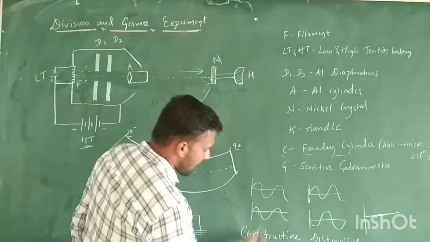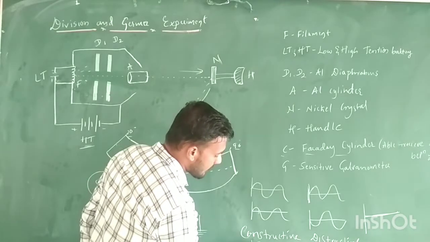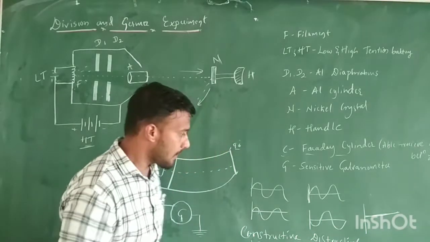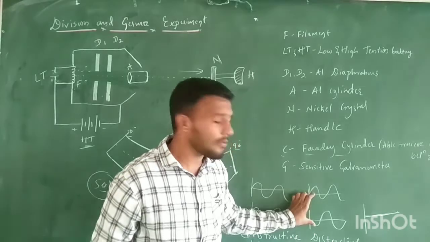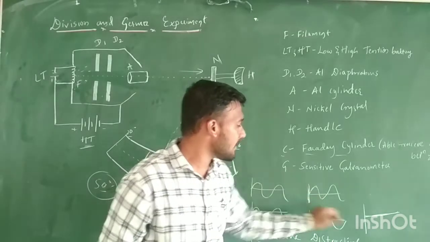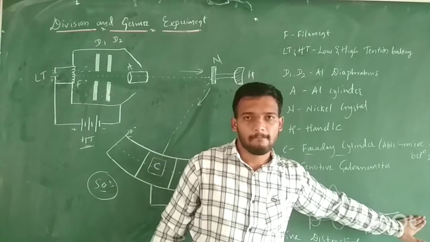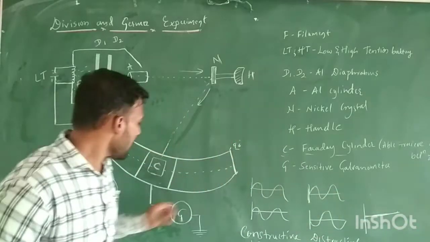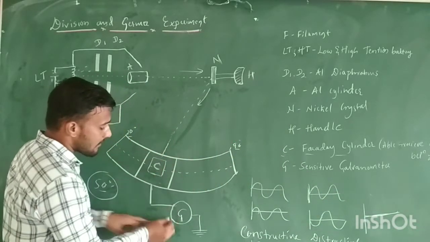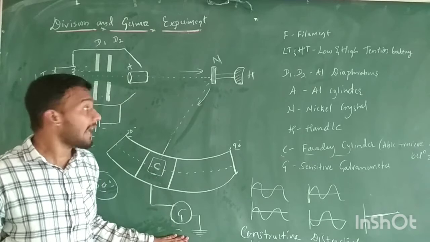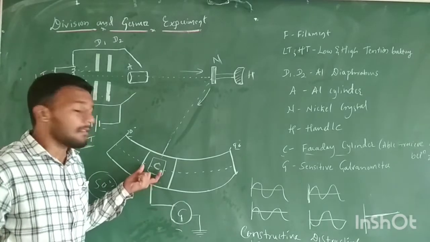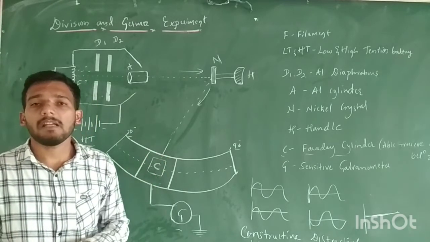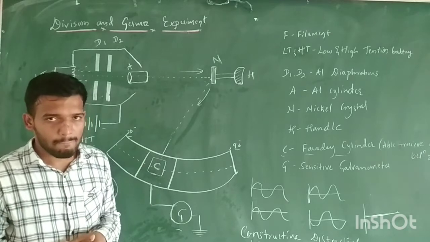In constructive interference, you will get a high intensity output wave, but in destructive interference, these two are out of phase, so they cancel each other. You will get a straight line. So here, when the maximum intensity is recorded in the sensitive galvanometer, at that time we have to say that constructive interference takes place.